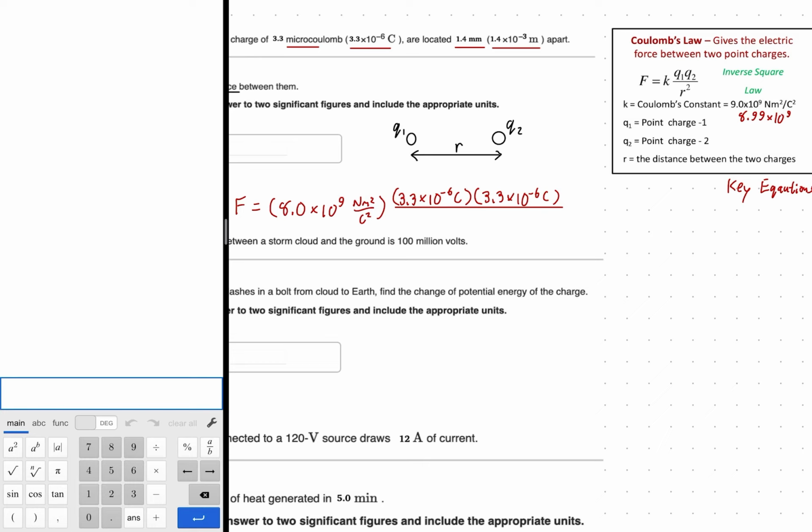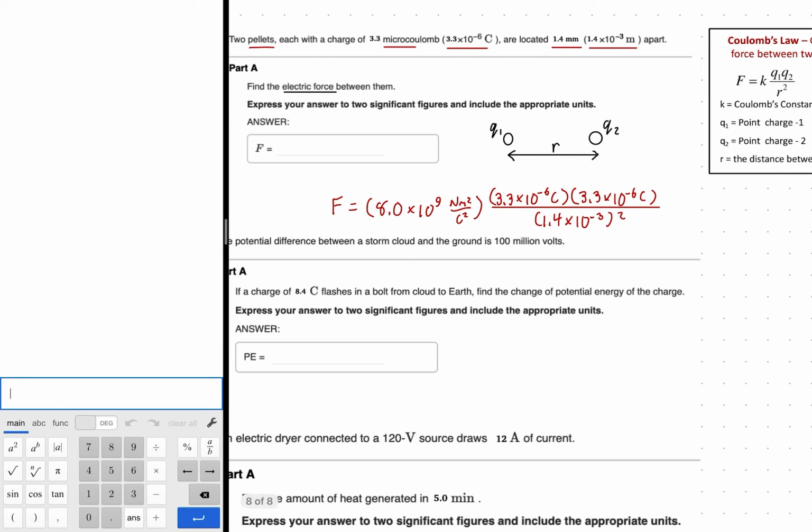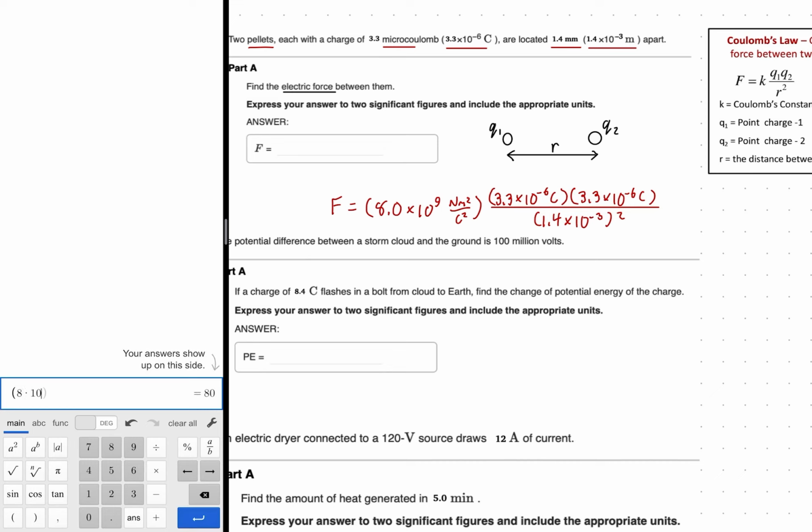And let's go ahead and get our distance, that millimeter distance, down in the denominator, 1.4 times 10 to the negative 3, and make sure to square it. So as long as we plug everything in as written into our calculator, we're going to get our correct answer. All right, so let's go ahead and put over here our 8 times 10 to the 9th. All right, go ahead and close parentheses on not the exponent, but on the whole thing. All right, and then over here, let's go ahead and open a fraction, and then we're going to put our charge, the Q1, so 3.3 times 10 to the negative 6th.